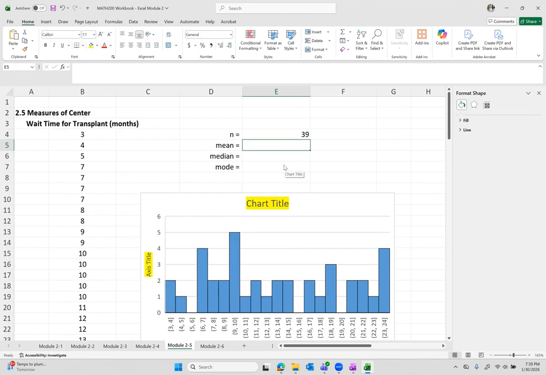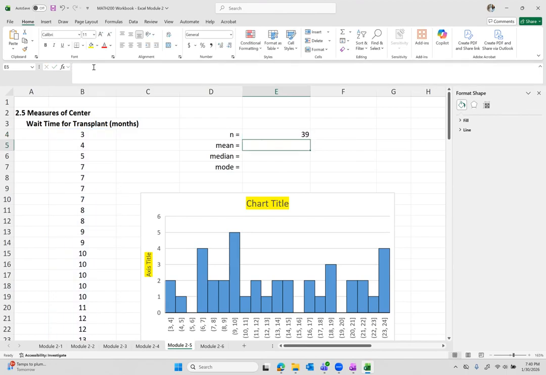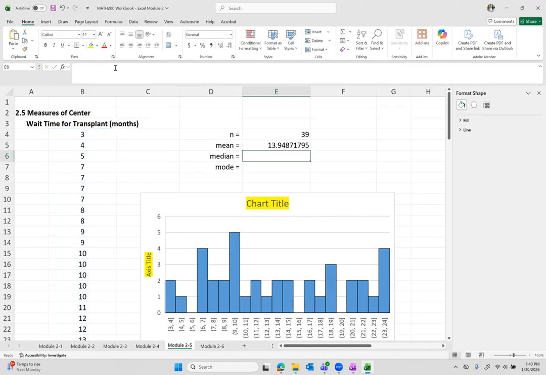And it says that it is 39 of them. I actually just want the range here. The mean will be equals average, and that's the range. So the mean is approximately 13.95.